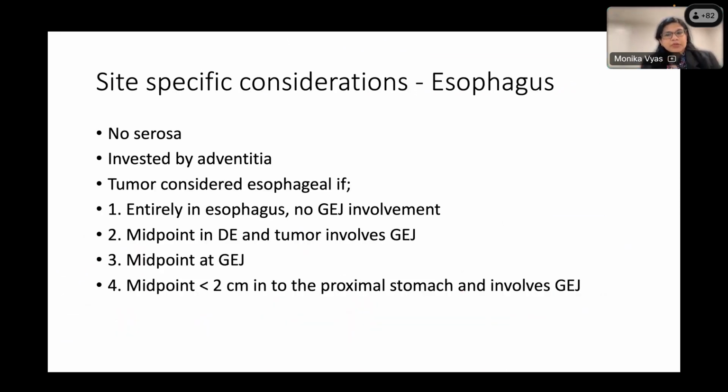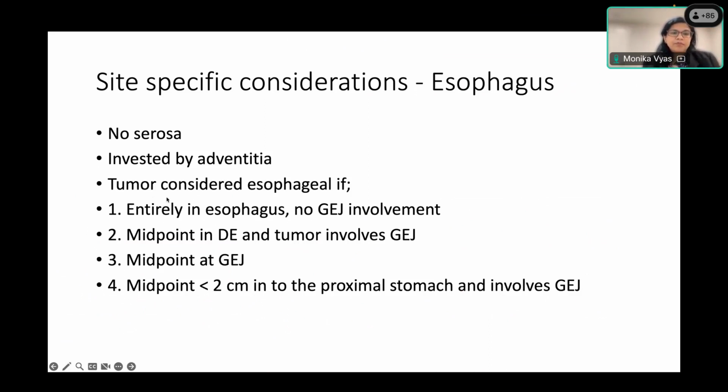So let's go to some site-specific considerations. Esophagus: as you all are aware from your histology training, there is no serosa. The esophagus is invested by a layer called adventitia. That is an important thing to remember while staging, and we'll go over that in a minute.